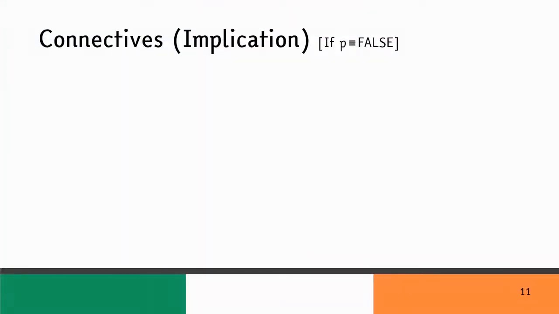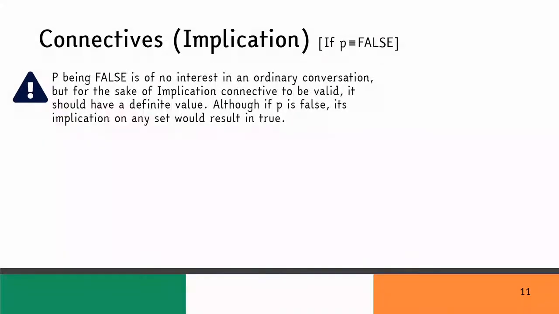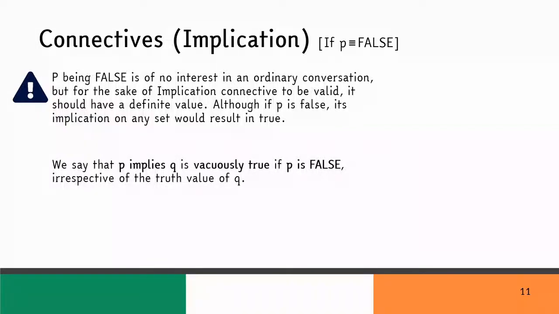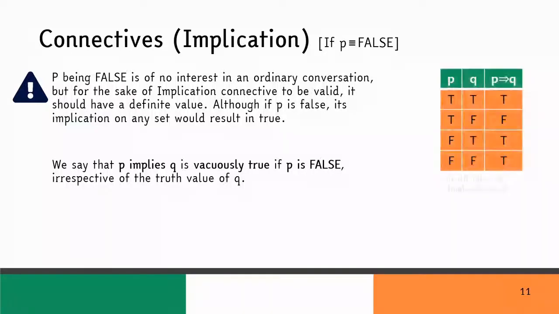It is not common in everyday language, but in the cases where a hypothesis is false, it does not make sense for the implication to be false, irrespective of what the conclusion is. We say that P implies Q is vacuously true if P is false, irrespective of the truth value of Q. We can finalize the final truth table as shown.